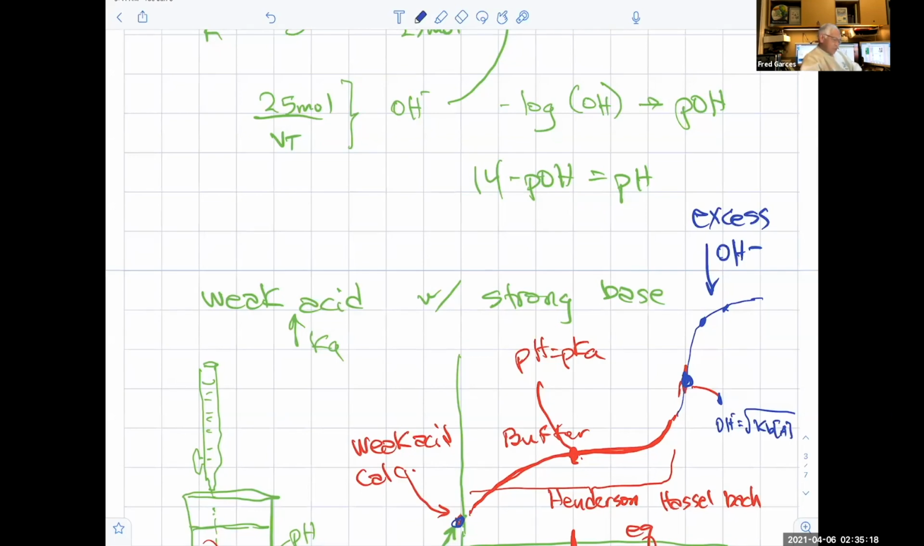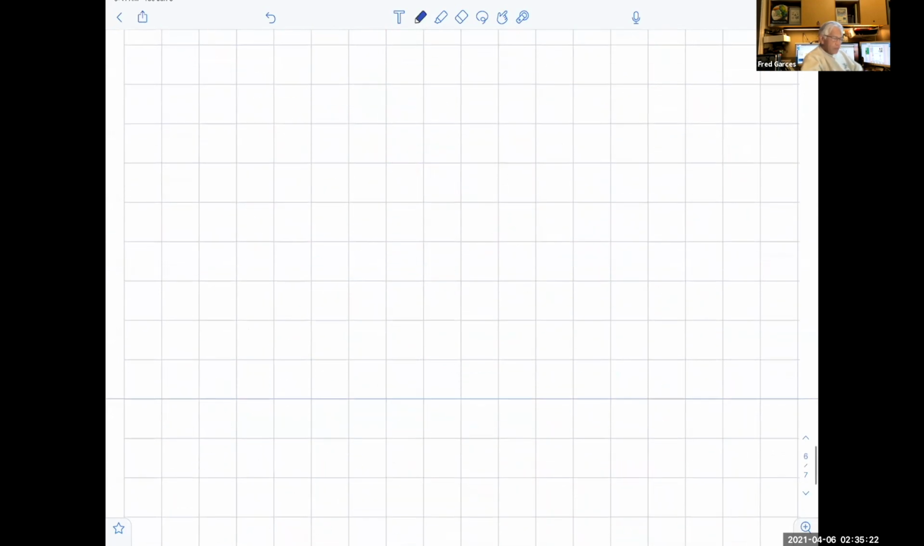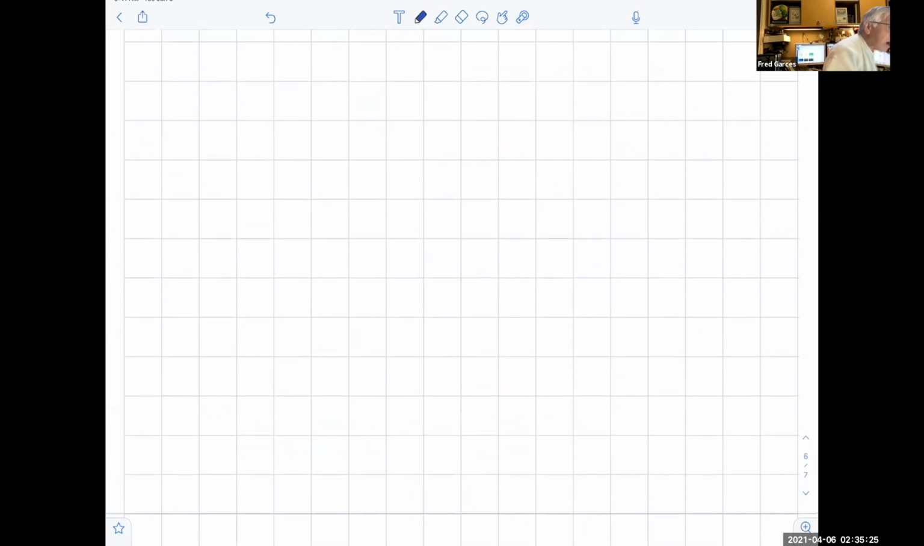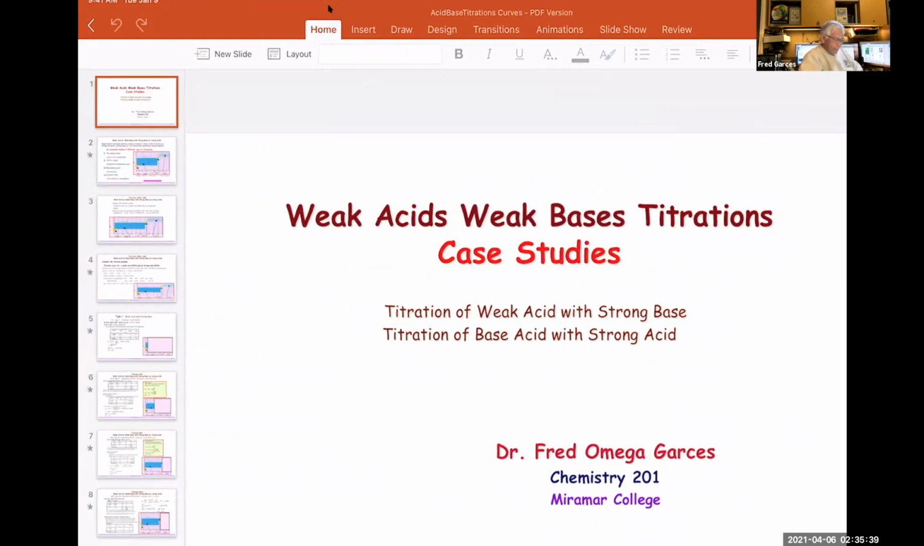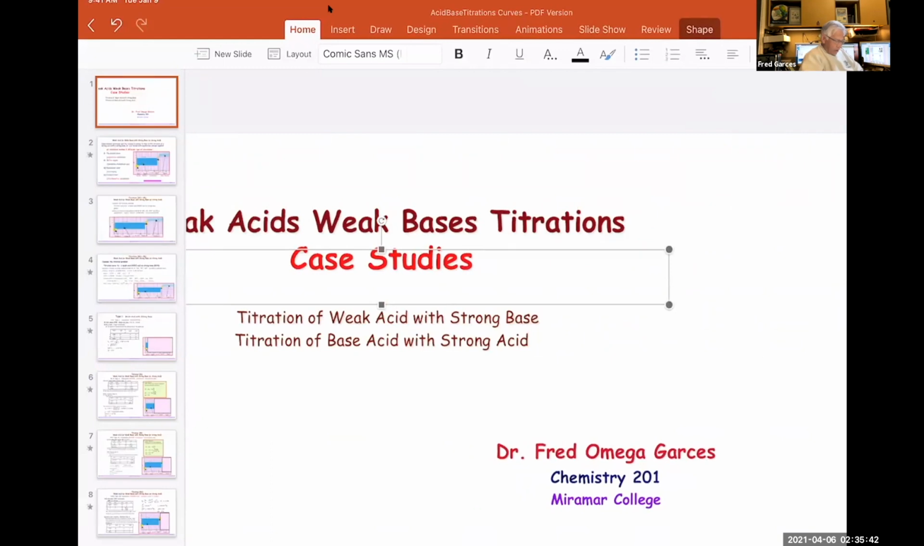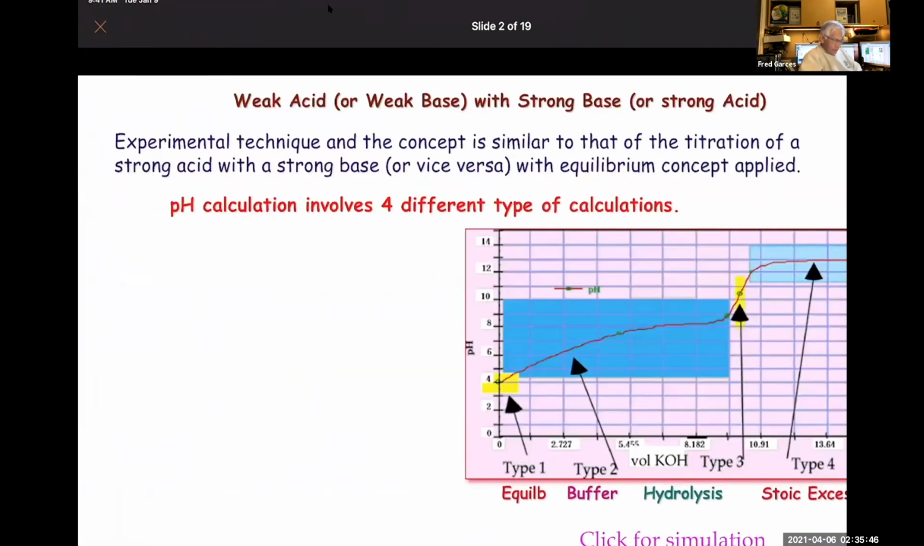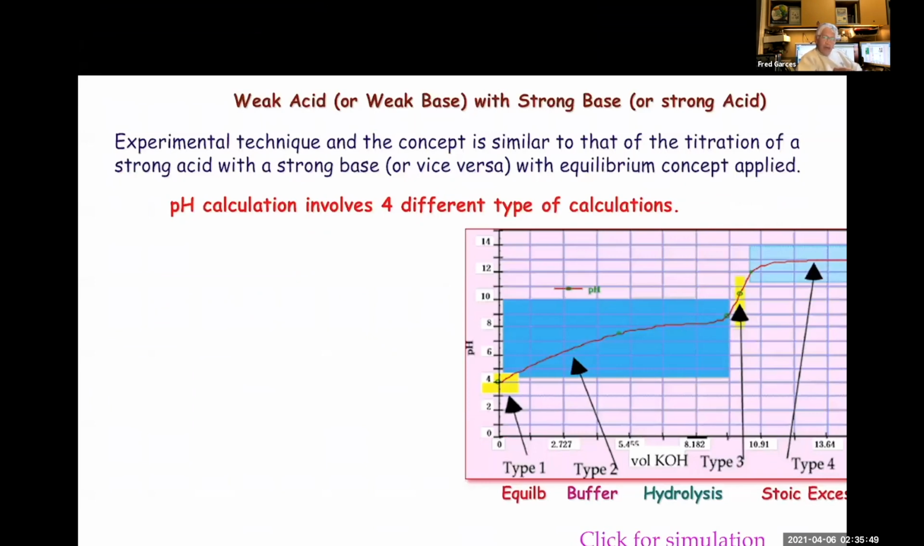Okay. So let's try a problem. The problem I'm going to do is the one that I have in my lecture notes. It's going to be KOH. So let me show you that real quick. This one right here. Case study, okay? I'm gonna be writing on this real quick. So here it is again. When you have a weak acid titrated with a strong base, we have four regions. This is the weak acid calculation. That's an equilibrium. This is a buffer.